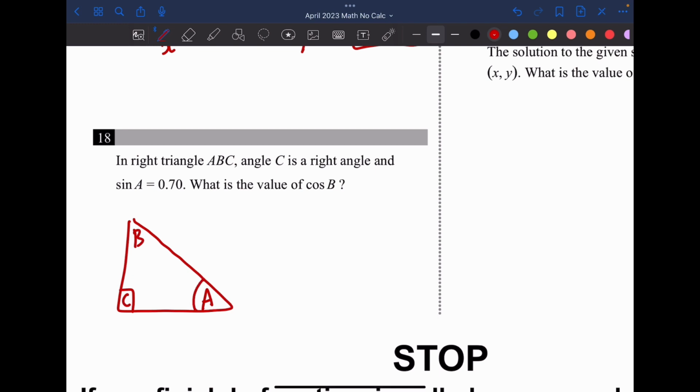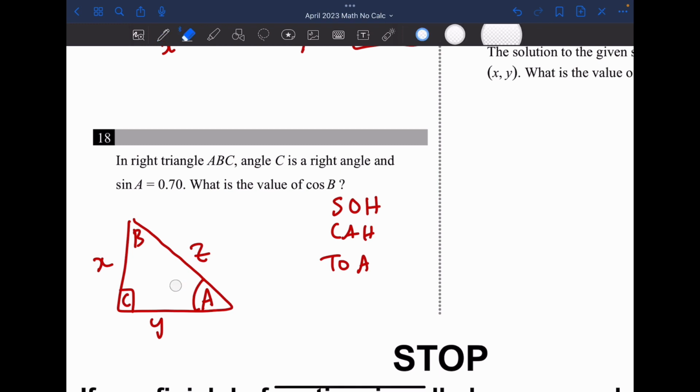So sine A. First, we know that sine A is equal to opposite over hypotenuse because of SOHCAHTOA. This is an abbreviation. Basically, it's trigonometry. So sine of this angle would be, let's say this is X, this is Y, this is Z. Sine A would be opposite over hypotenuse. It would be x over z. So sine A is equal to x over z. So we got that so far.